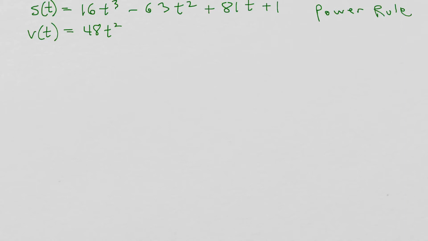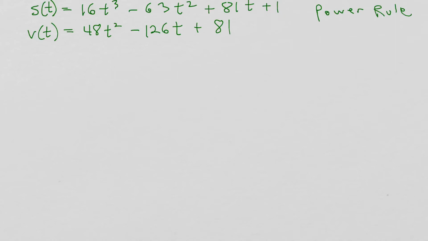Then we've got 2 times negative 63. Drop the power down by 1. That's t to the first power, so I don't need to write it. And then I've got t to the first power, so 1 times 81. Drop the power down by 1. That would be t to the 0, which is 1, so I don't need to write that. The derivative of a constant is 0.